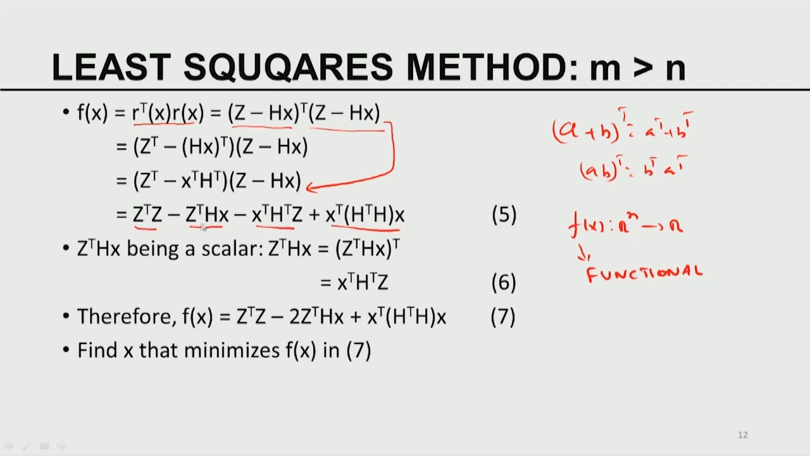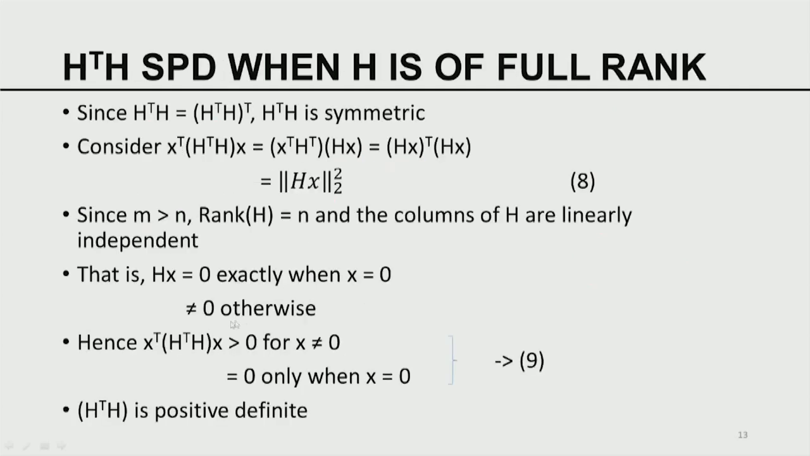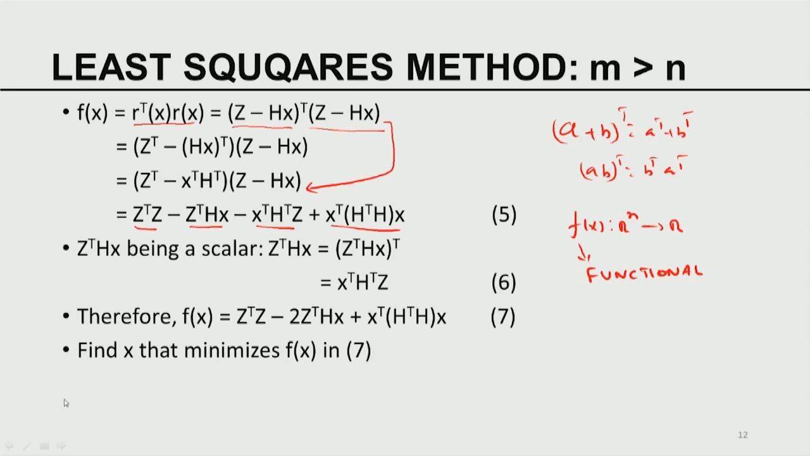Now it turns out if you consider this z transpose h(x), that's a scalar. Transpose of a scalar is itself. Therefore, z transpose h(x) is equal to (z transpose h(x)) transpose. But the transpose of the product is the product of the transposes taken in the reverse order, which is this. So the transpose of the second term is the third term, transpose of the third term is the second term. These two terms are equal. So I can reduce the four terms to three terms by saying f of x is equal to z transpose z minus 2 z transpose h x plus x transpose h transpose h x.